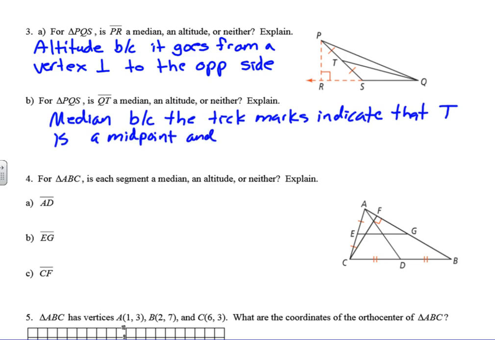And a median goes from a vertex to the midpoint, so from a vertex to the midpoint of the opposite side.